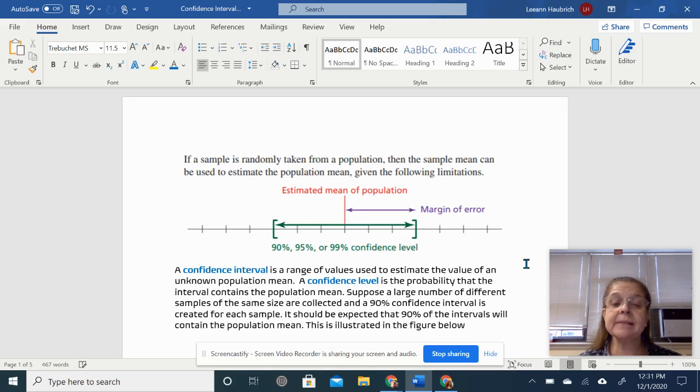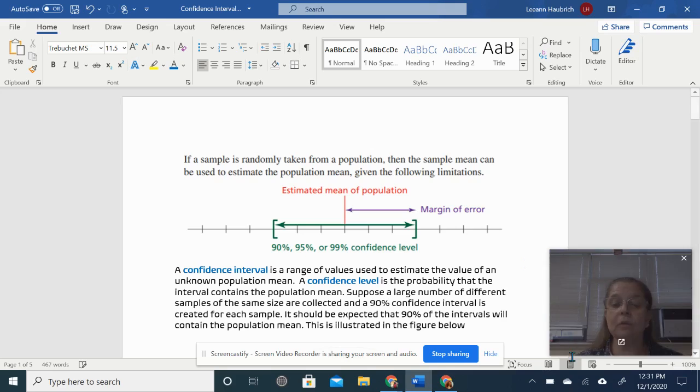And then it says the confidence level is the probability that the interval contains the population mean. Suppose a large number of different samples of the same size are collected, and a 90% confidence interval is created for each sample. It should be expected that 90% of those intervals will contain the true population mean.